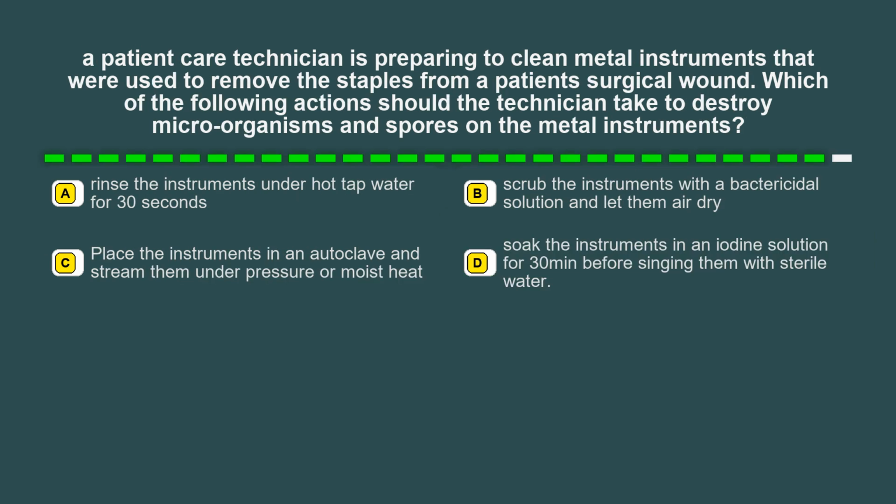Question 53. A patient care technician is preparing to clean metal instruments that were used to remove the staples from a patient's surgical wound. Which of the following actions should the technician take to destroy microorganisms and spores on the metal instruments? Option A, rinse the instruments under hot tap water for 30 seconds. Option B, scrub the instruments with a bactericidal solution and let them air dry. Option C, place the instruments in an autoclave and steam them under pressure or moist heat. Option D, soak the instruments in an iodine solution for 30 minutes before rinsing them with sterile water.